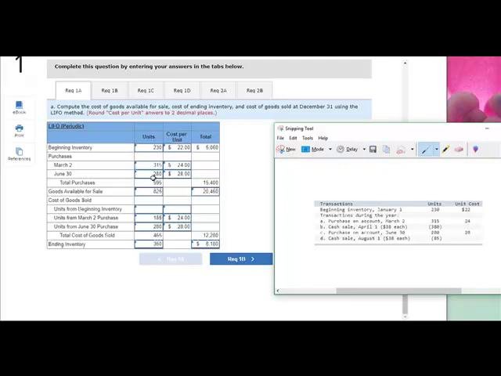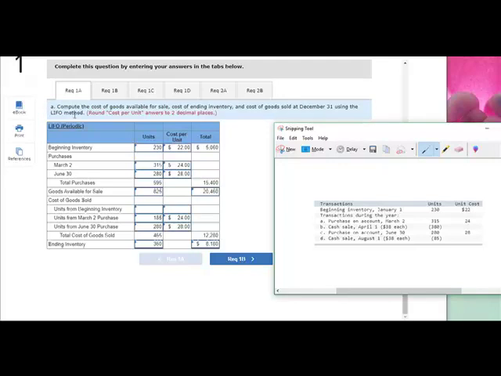So for parts 1A through 1D, you're going to fill in this first section exactly the same on all 4 of these parts. So it's the bottom section that's going to be different depending upon which method you're using.